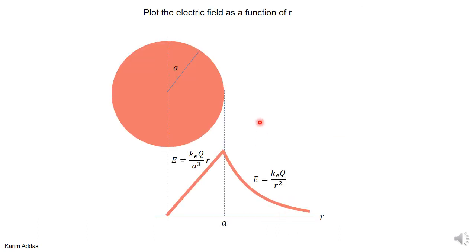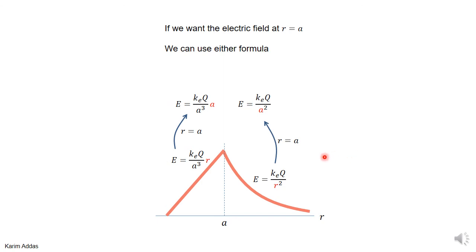So this is a summary of the result we got. When r is less than a, the electric field increases linearly with distance. Once you go outside the sphere, then the electric field starts to decay like 1/r squared. If you want to calculate the electric field at a, you can use either formula, because if you put here r equal to a, you get kqa/a cubed, and when you put r equal to a here, you get kq/a squared. And of course, these two things are the same.